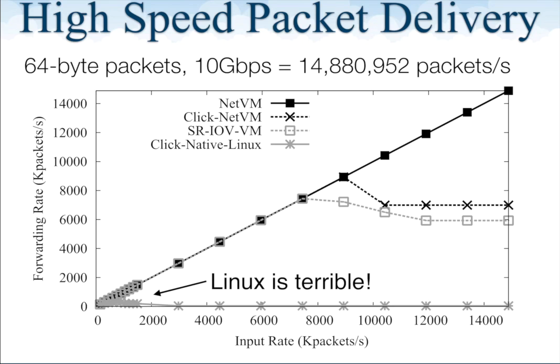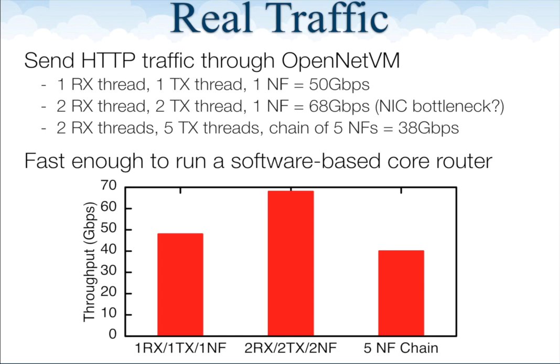Here you can see how NetVM does compared to standard Linux, and Linux is pretty terrible. You can barely see the line for Linux at the bottom left. In this graph, the x-axis is the input rate, so the rate that packets are arriving in thousands of packets per second, and the y-axis is the forwarding rate, so that's how quickly you're sending packets out of the system. So we would like those to be equal. And that's why the NetVM line is basically a straight diagonal. The faster packets come in, the faster we can send them out. Whereas these other systems just aren't able to keep up with the speed of packet processing that you need.